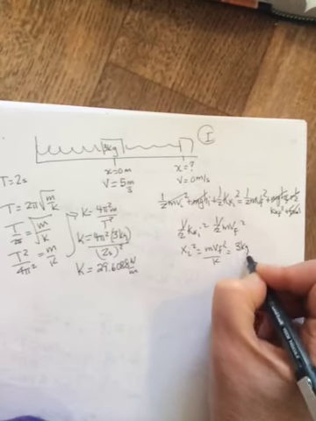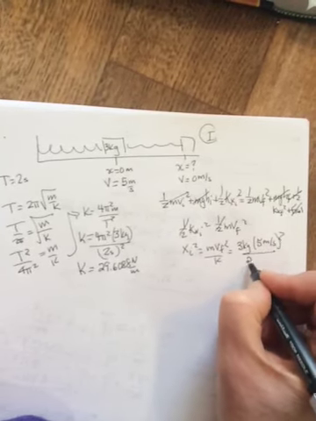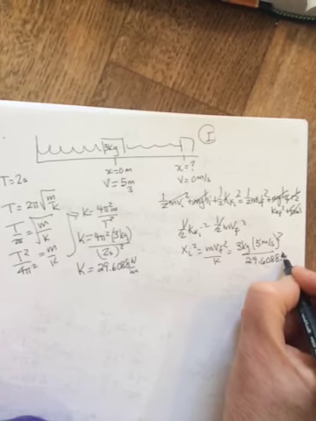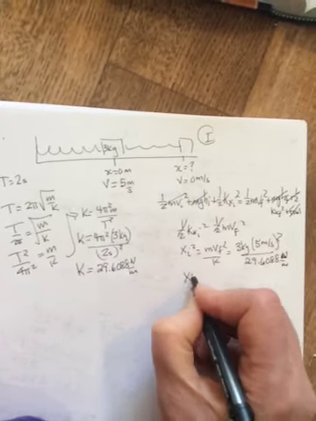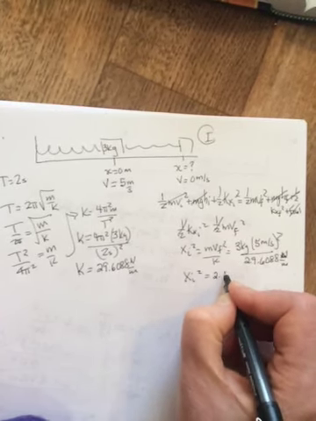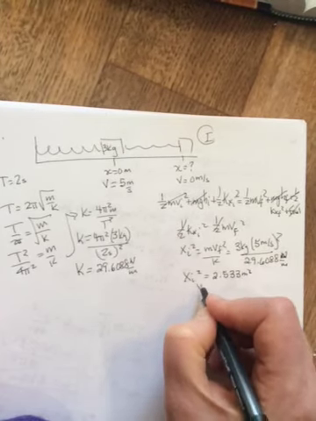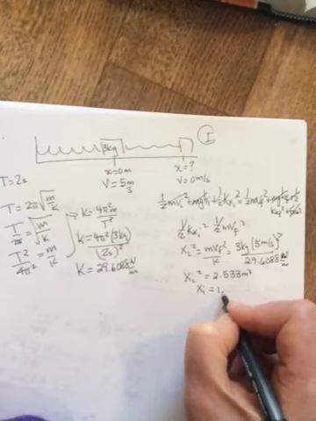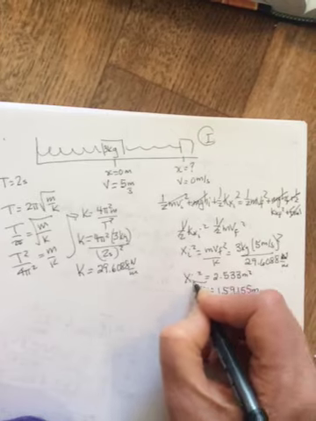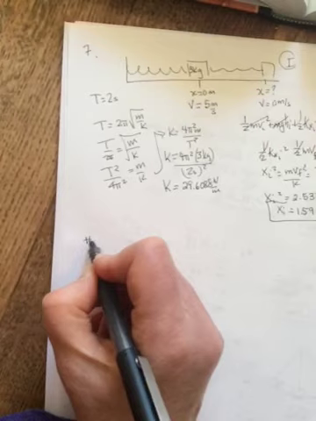3 kilograms, 5 meters per second, squared, over the 29.6088 that I just found. Newtons per meter. And remember, that's x squared. So before you take the square root, you get 2.533 meters squared. Take the square root, and you get 1.59155 meters. Okay? Number 7. Number 8.